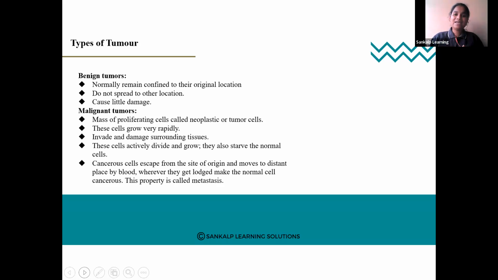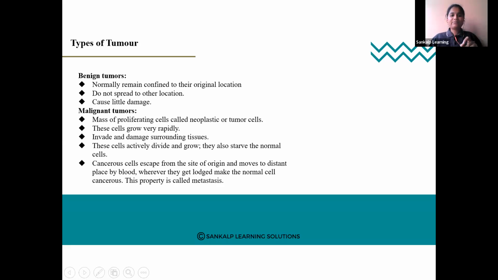When we say malignant tumor, it is a mass of proliferating, dividing cells called neoplastic or tumor cells. These cells grow very rapidly, very fast, and invade and damage all the tissues surrounding them. These cells actively divide and grow. They also starve the normal cells. They also affect the normal cells.